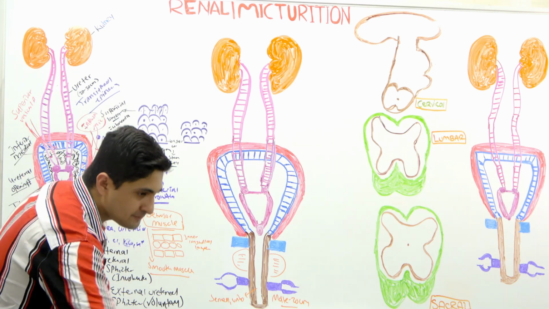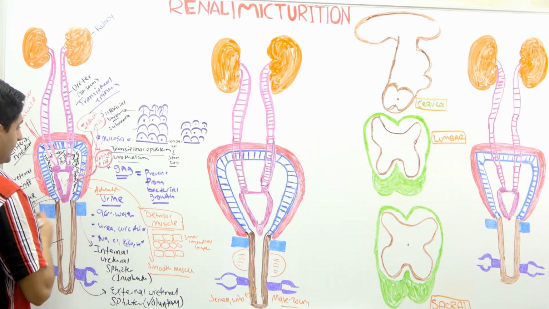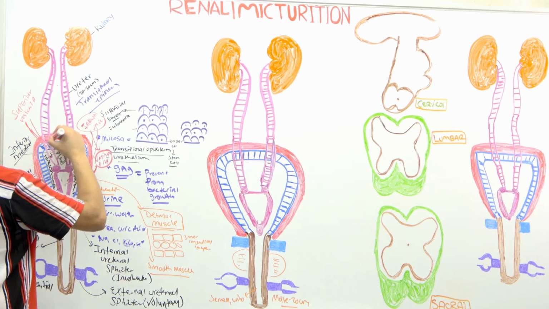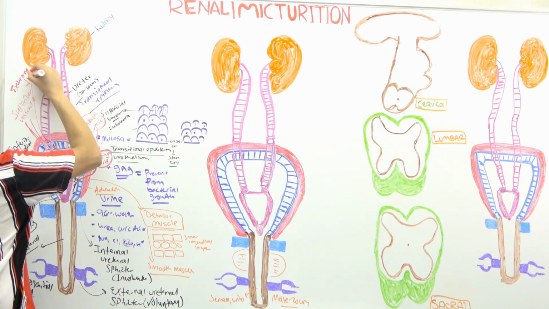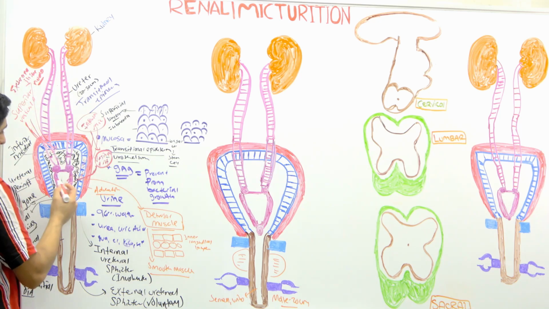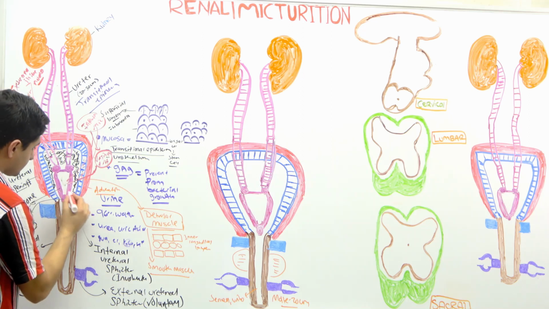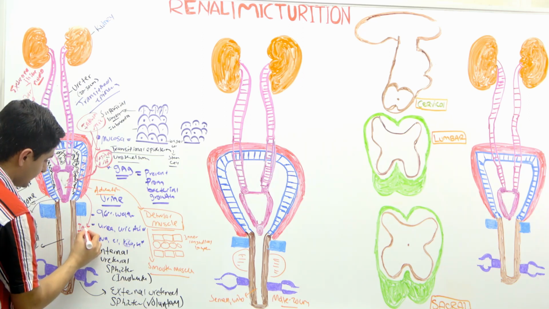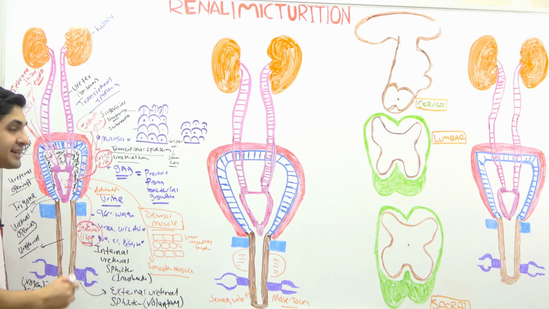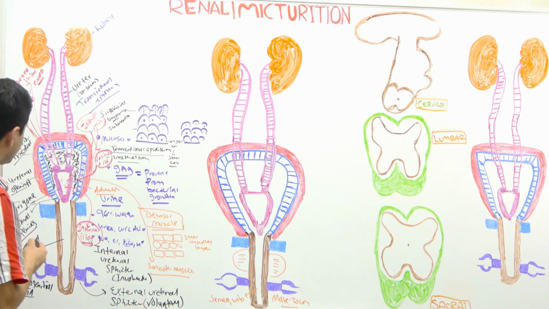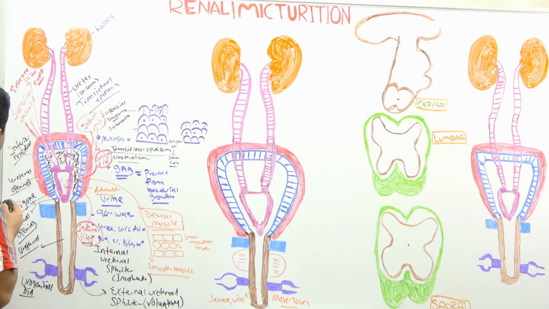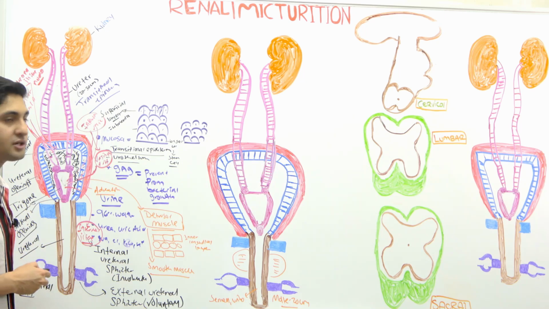because the superior part drains into external iliac nodes. I'm just going to write it down. External iliac nodes, and the inferior part drains into internal iliac nodes. That is when it comes to lymph nodes. So again, the superior part drains into the external iliac nodes and the inferior drains into the internal iliac nodes.